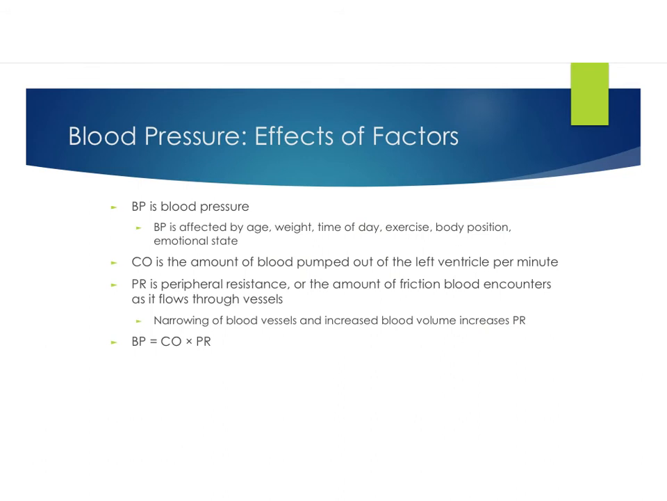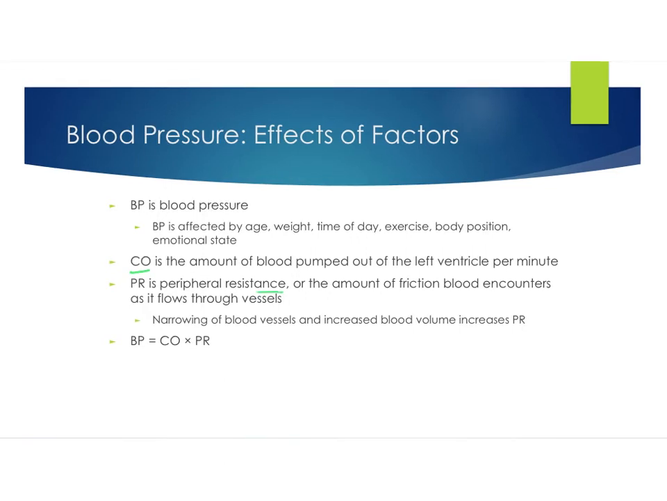So we're going to use blood pressure, and we're going to calculate what affects it by looking at cardiac output and then also peripheral resistance. So that's the amount of friction that blood encounters as it flows through blood vessels. So a person can calculate blood pressure by multiplying cardiac output, which is the blood being pumped through the left ventricle per minute, by peripheral resistance to get blood pressure.